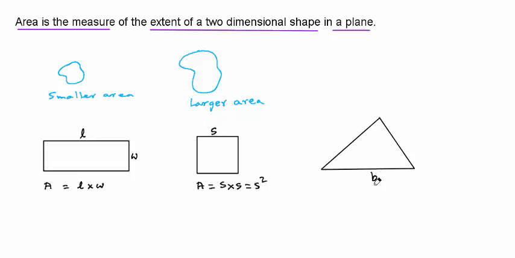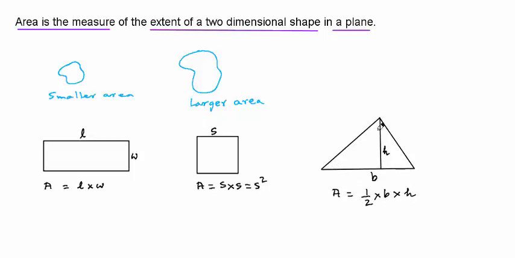And for a triangle whose base is B and height is H, the area is given as 1/2 times B times H, or 1/2 the product of the base and the height.